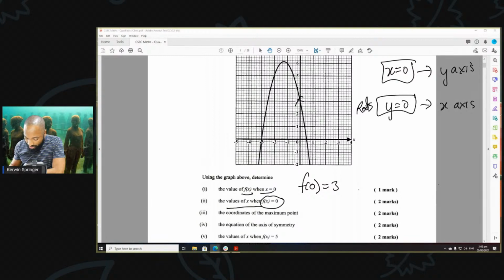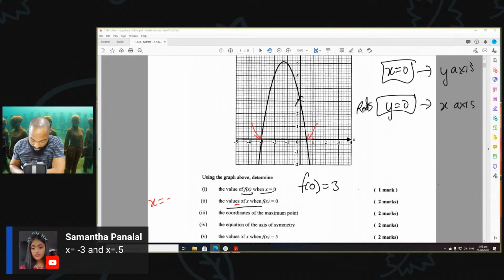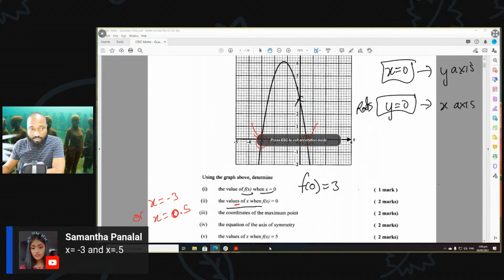The values of x when f of x is equal to 0. In other words, when y is equal to 0. You're looking at these two values here, and the clue is there are 2. What are the values of x? Samantha has it there. X is equal to -3 and 0.5. Put the 0 before the 0.5, Samantha, make it look good. So x is equal to -3, or x is equal to 0.5. Brilliance in the chat happening today.